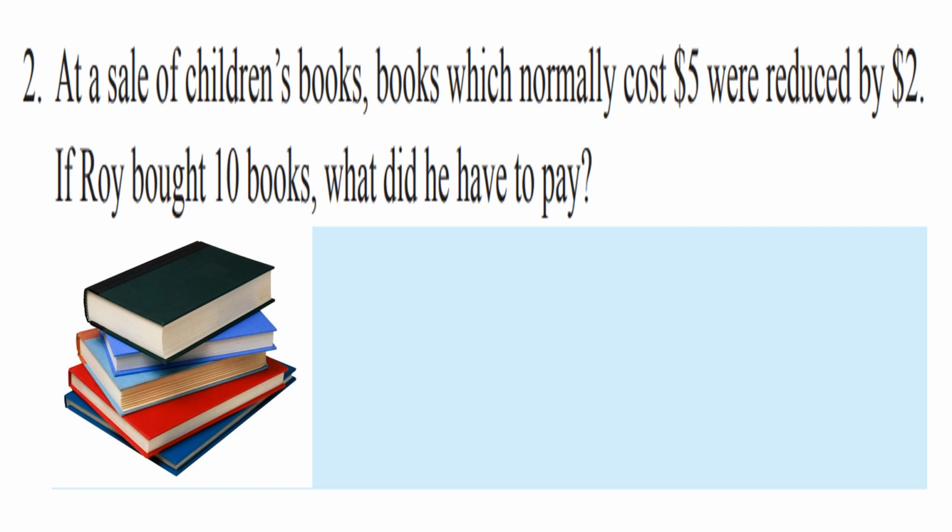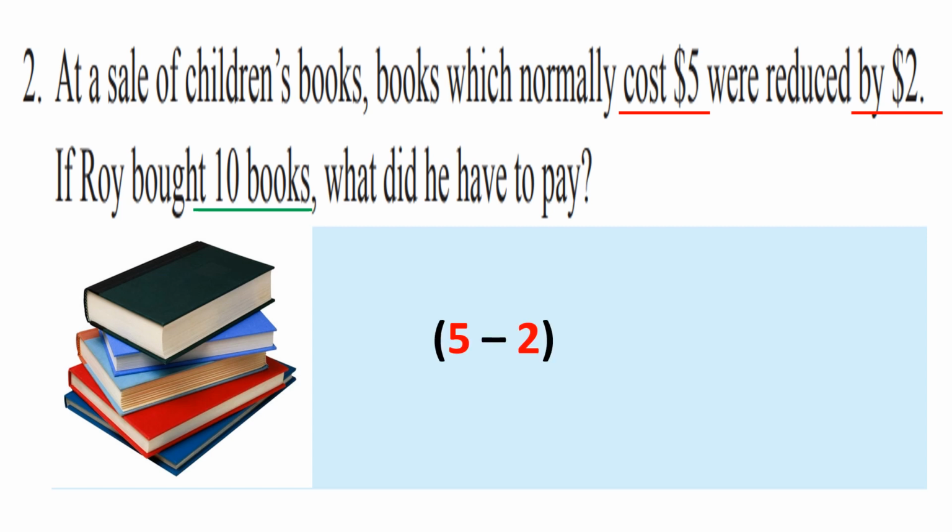Okay, here the problem is about books, children's books. Okay, the picture here is books. Normally the cost is $5. If we say were reduced by 2, it's like they're minus 2. Okay, minus $2. If Roy bought 10 books, what did he have to pay?